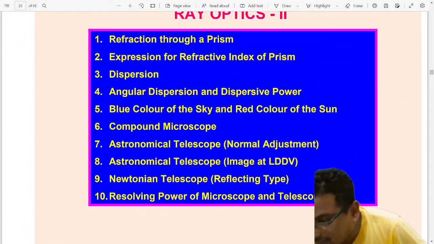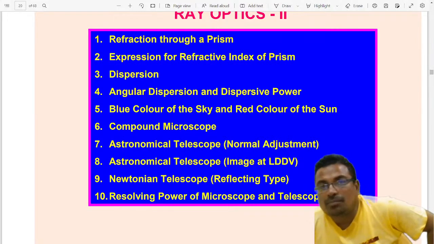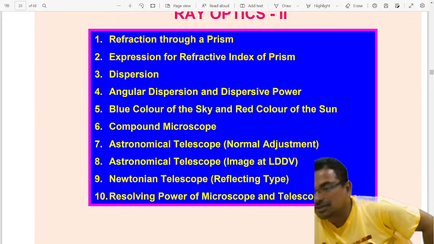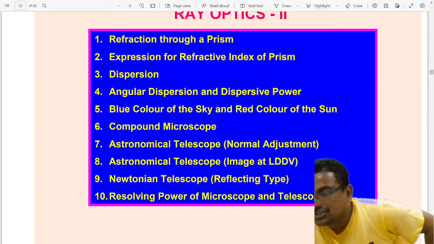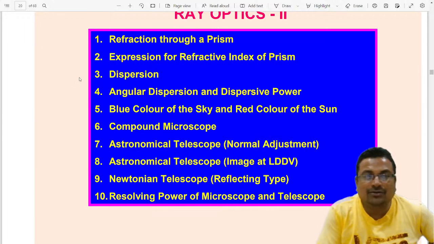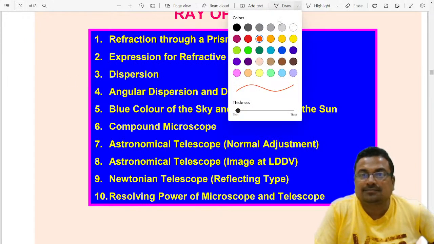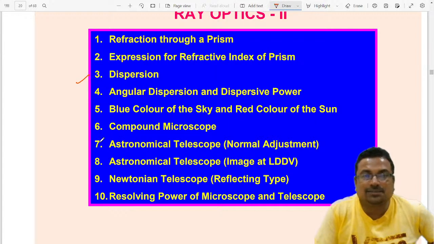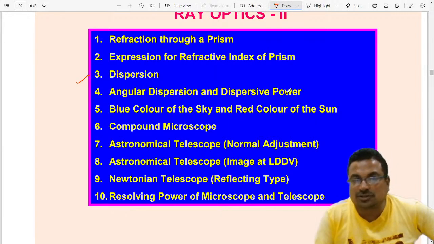So friends, today we have completed refraction by prism, refractive index of prism, and dispersion. Refraction means change in the direction of light, the bending of light when it travels from one medium to another. Refractive index is the ratio of the speed of light in a vacuum to the speed of light in a medium. Dispersion is the splitting of light into seven colors. Angular dispersion, dispersive power.